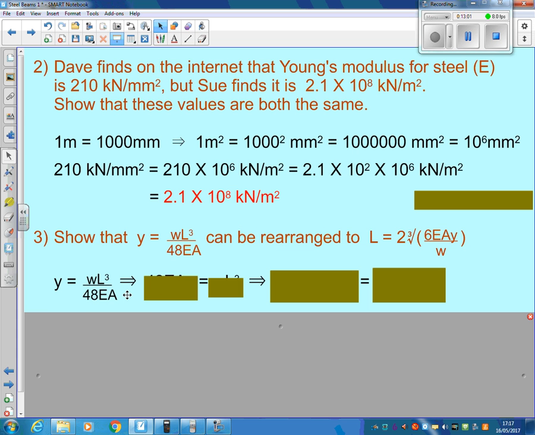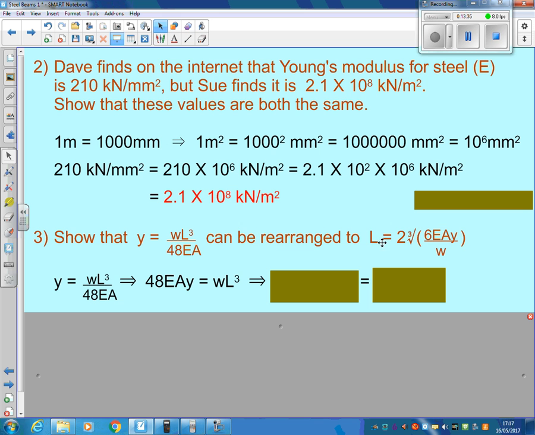Okay, let's multiply through by 48EA. So I multiply, it moves up there, and it disappears from that side. I get 48EAY equals WL cubed. It's just the same as if I had this just over 48, you'd say I can have 48y equals the top bit. Because it's over 48EA, I multiply by 48EA to get WL cubed. So basically that moves up there.